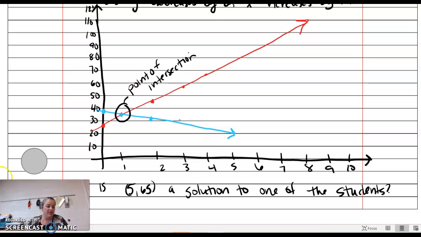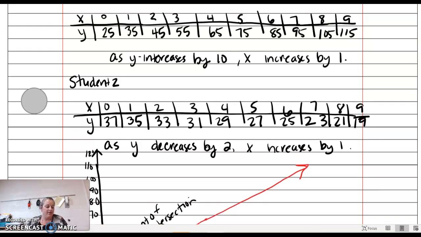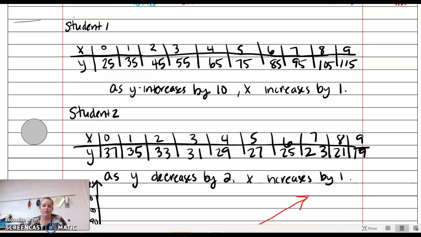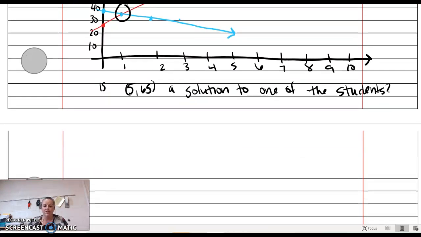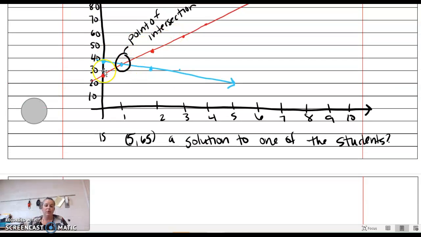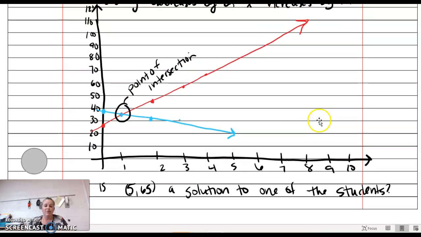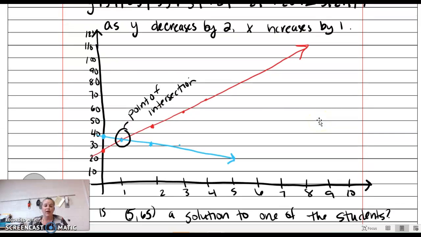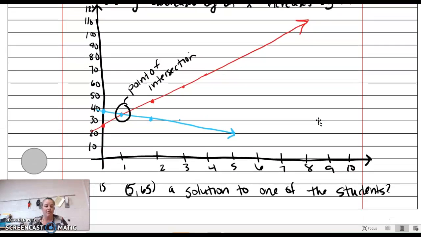So if we go back to our table here, 5, 65. Okay, so at 5, it was 75 here, so that one doesn't work. And then at 5, it was 27, so that one doesn't work. So no, 5, 65 is not a solution to either student. But the big one here is we do want to look at our point of intersection. And our job today is to see, is there an easier way than to make a table or to graph it to find that point of intersection?